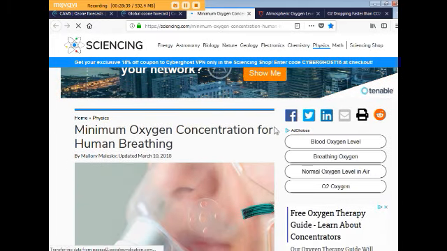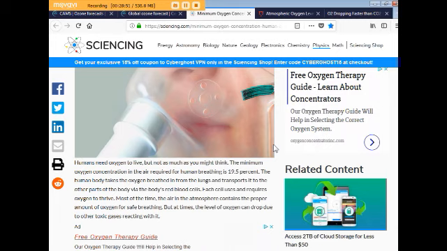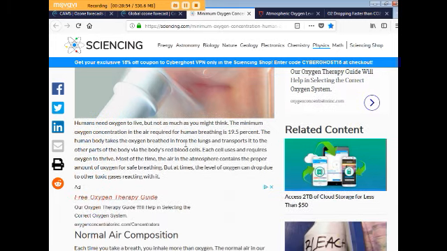And this is from March the 10th, 2018 from sciencing.com: Minimum oxygen concentration for human breathing. This is what we have to breathe. Humans need oxygen to live, but not as much as you might think. The minimum oxygen concentration in the air required for human breathing is 19.5%.